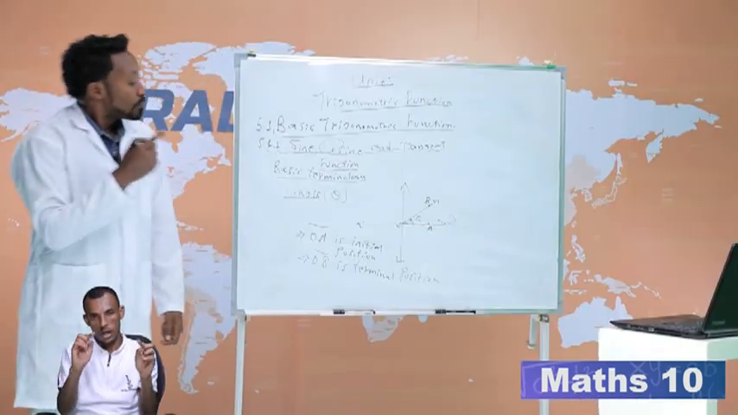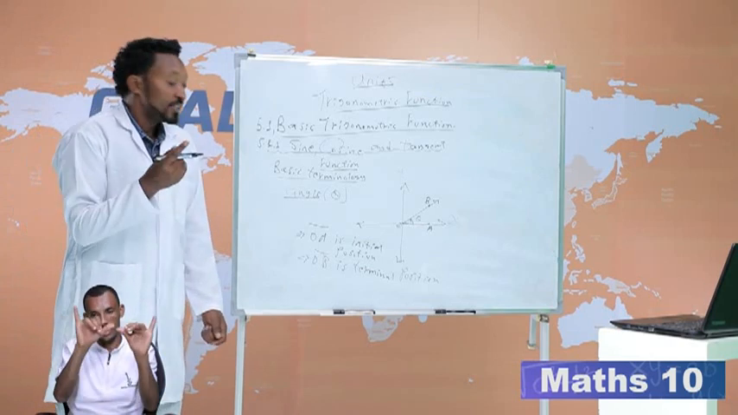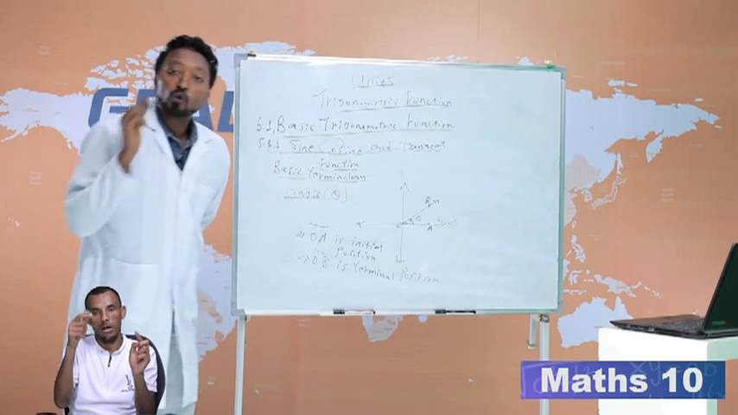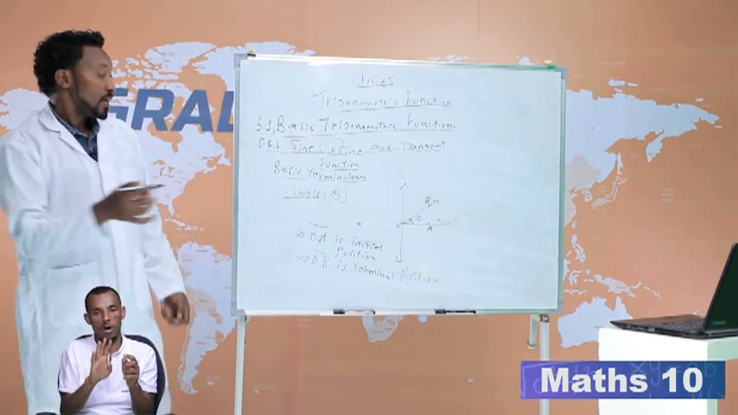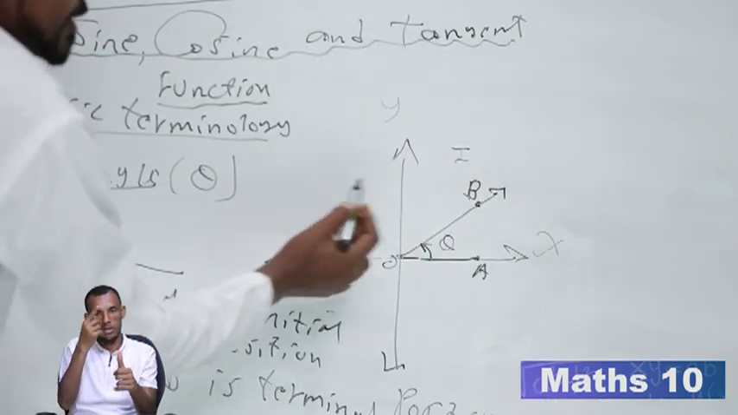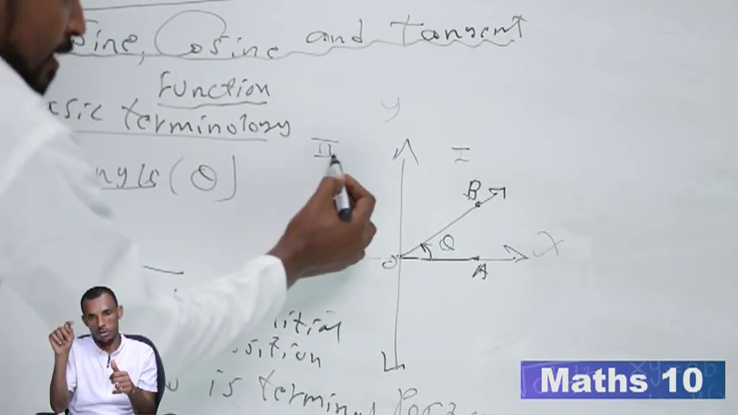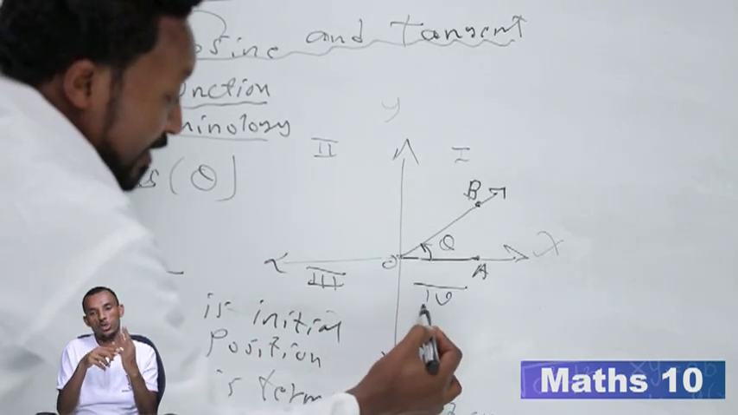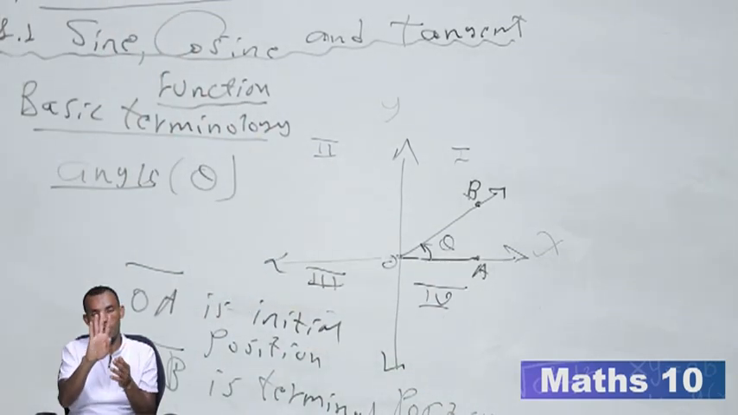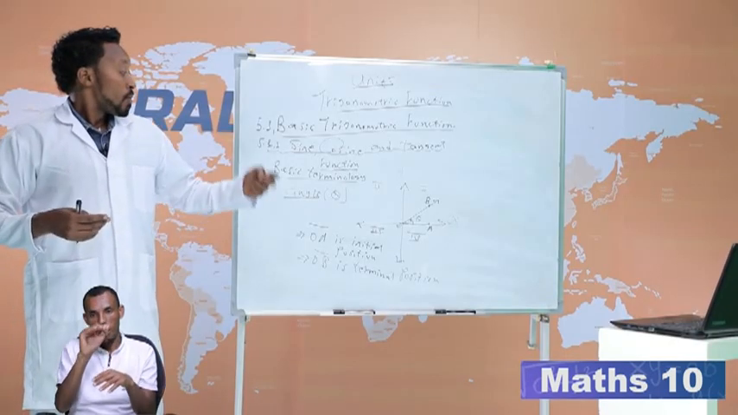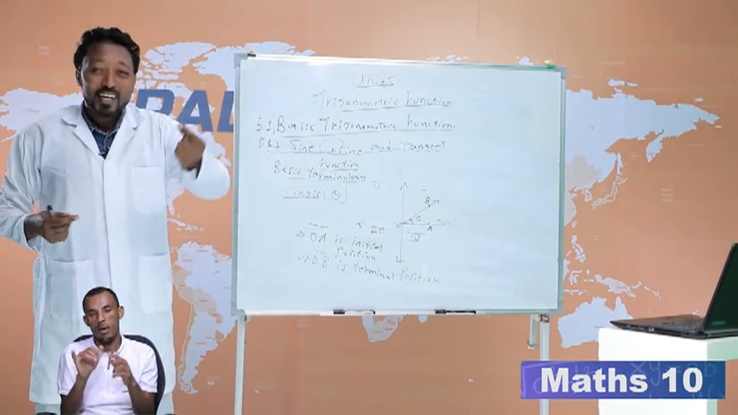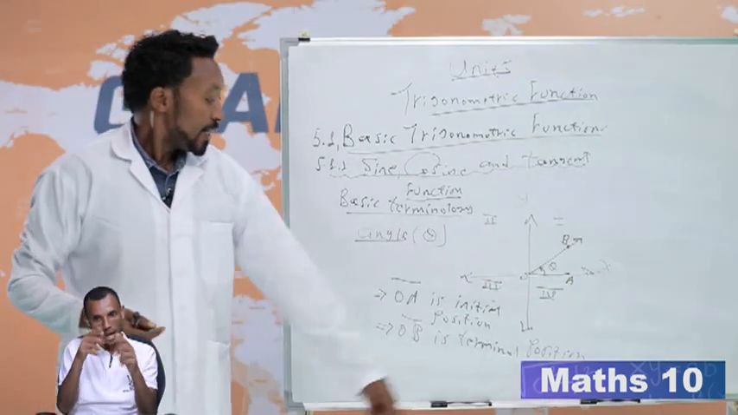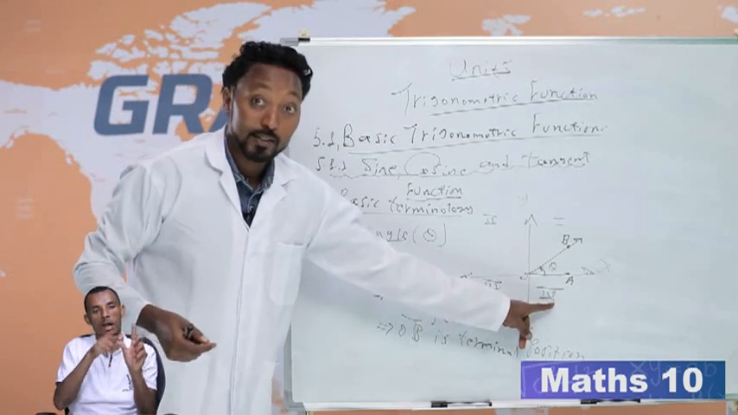Therefore, for a standard position angle, there are different quadrants in this xy plane. There are 4 quadrants: first quadrant, second quadrant, third quadrant, and fourth quadrant. These are the 4 quadrants on the xy plane. These 4 quadrants are used to indicate which angle lies in which quadrant. That means first quadrant angle, second quadrant angle, third quadrant angle, and fourth quadrant angle.